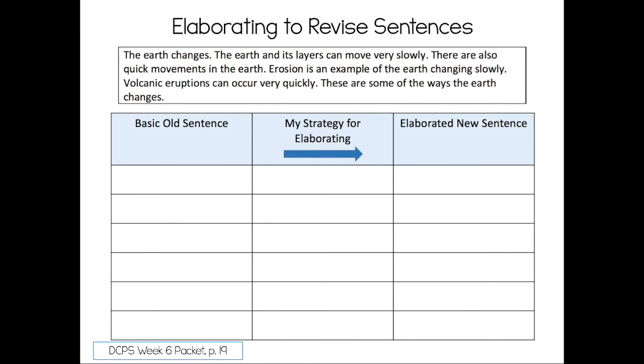So we are going to use a similar strategy that we saw in our exemplar by creating a table here where we have our basic old sentence. We're going to identify our strategy for elaborating and supply an elaborated new sentence. So this is something you can do on any piece of scratch paper you have available. What we're going to do is take each sentence within our paragraph and rewrite it in one of the spots available here in our table for basic old sentence.